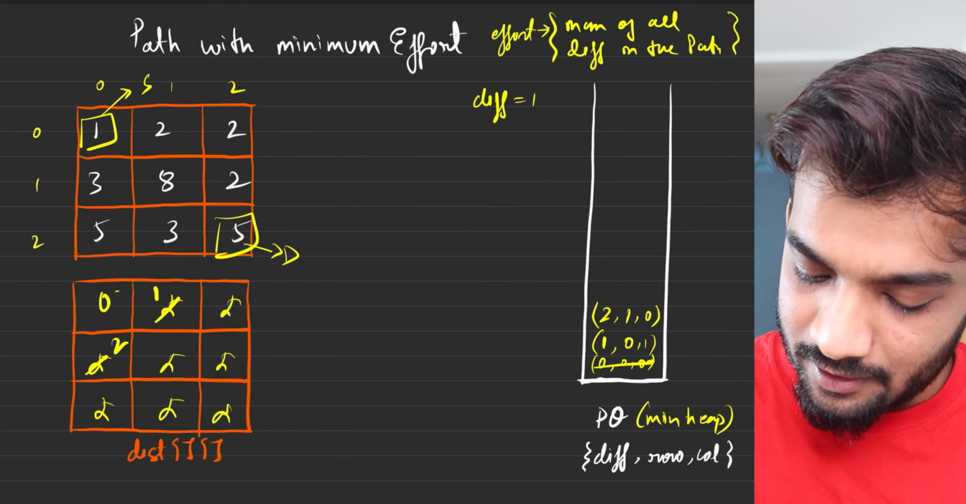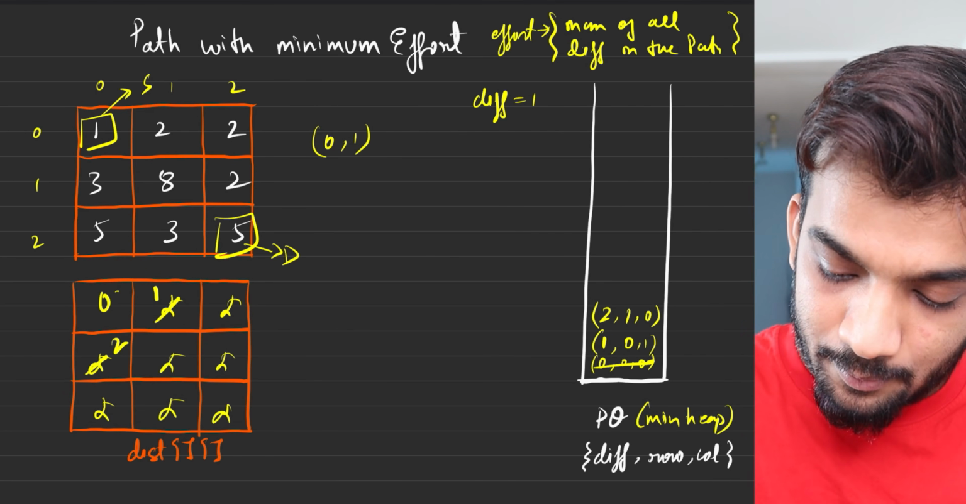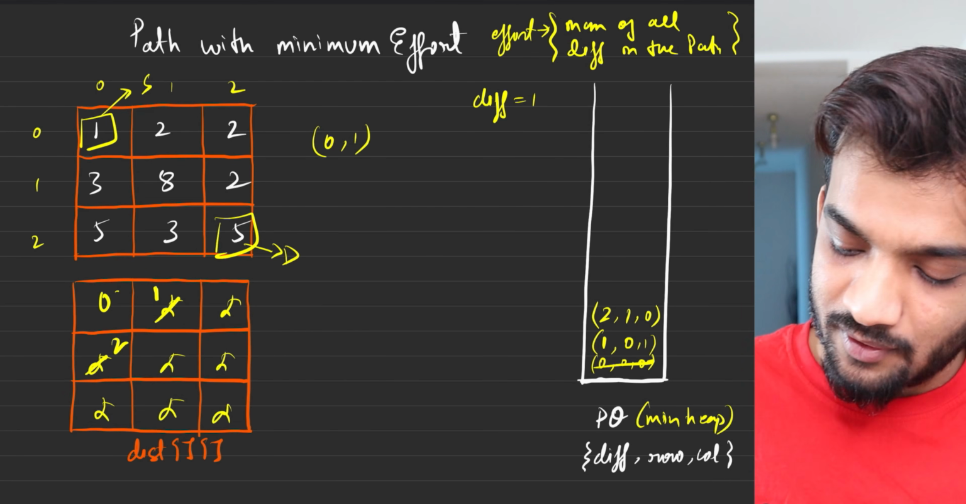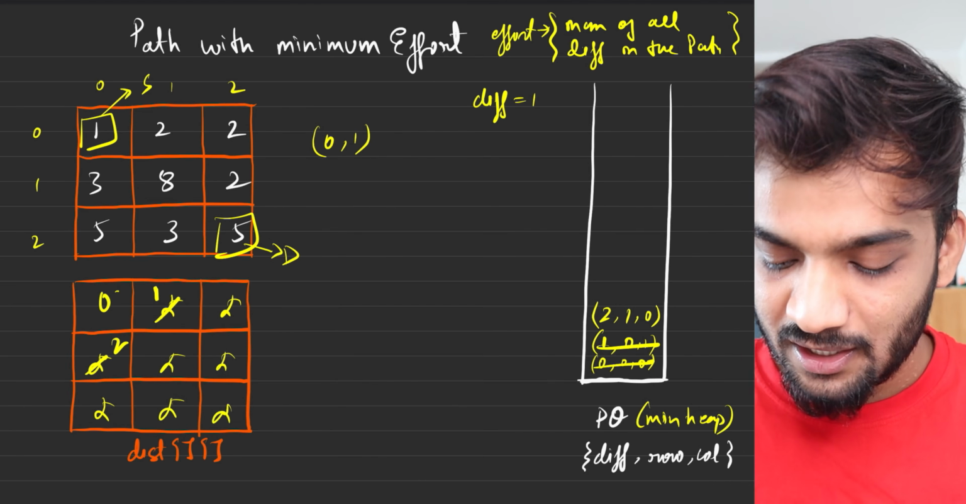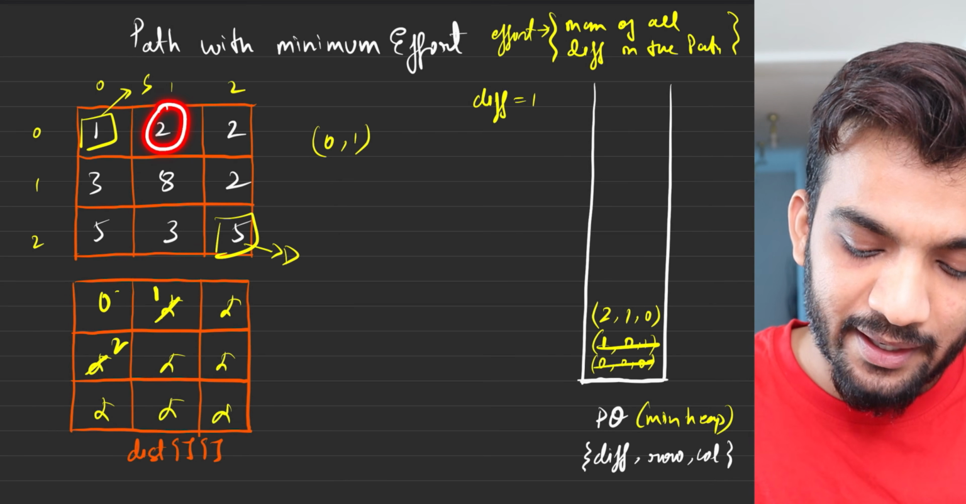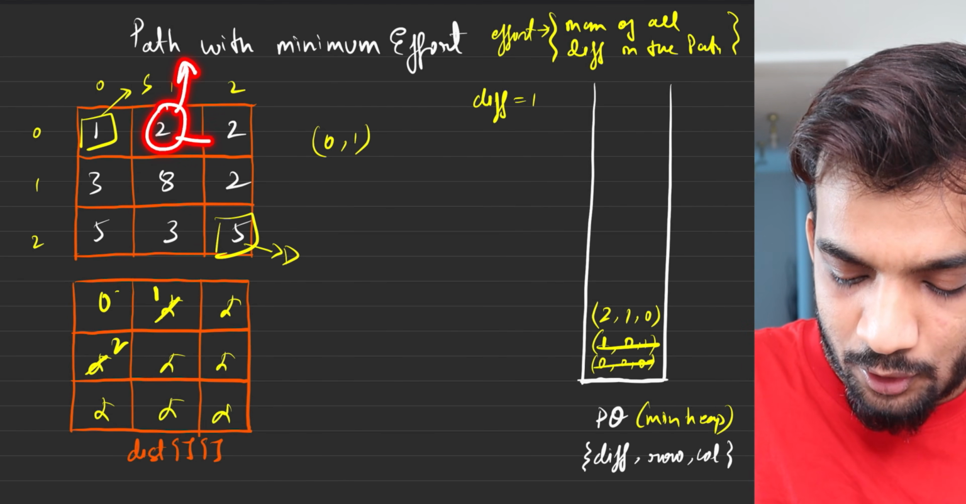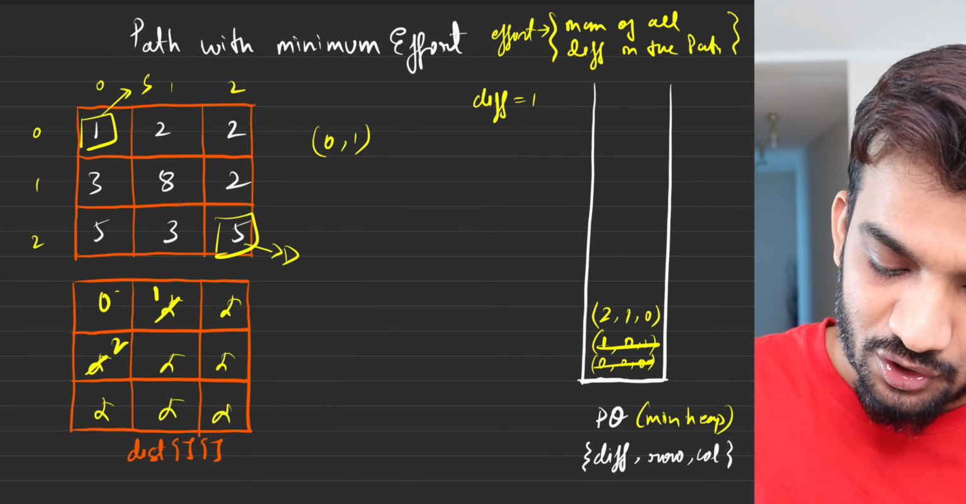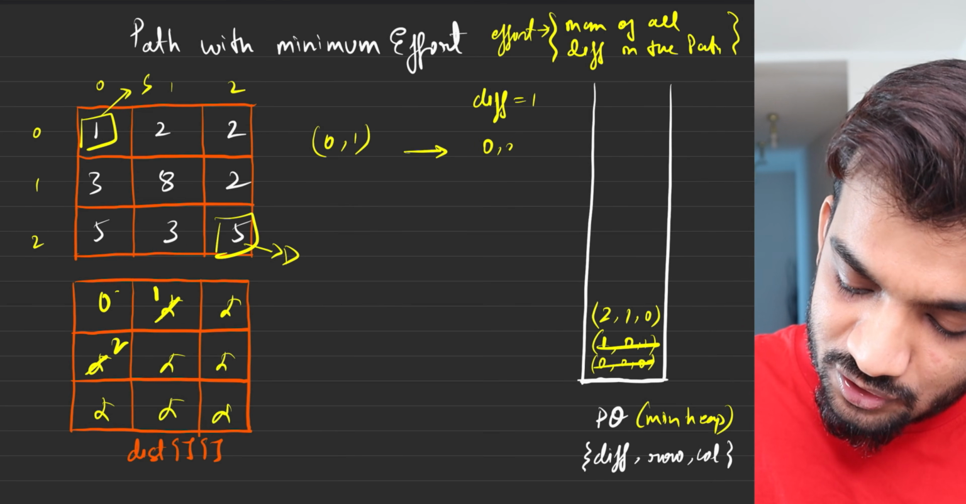I'm standing at 0 comma 1 because that is where you're standing. So once you've done this, you can omit this from the priority queue. Now from 0 comma 1, where can you go? You cannot go on the top. Can you go here? Yes, you can go here, which is 0 comma 2. You can go to the right, which is 0 comma 2.